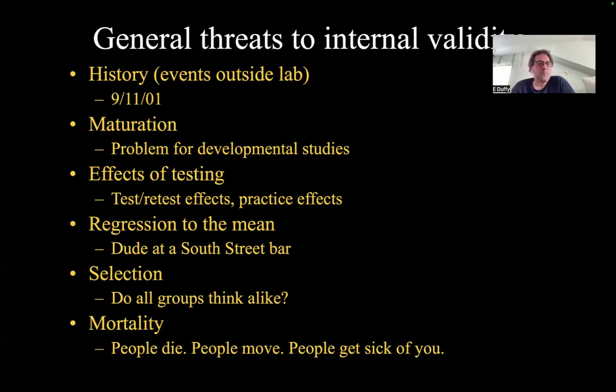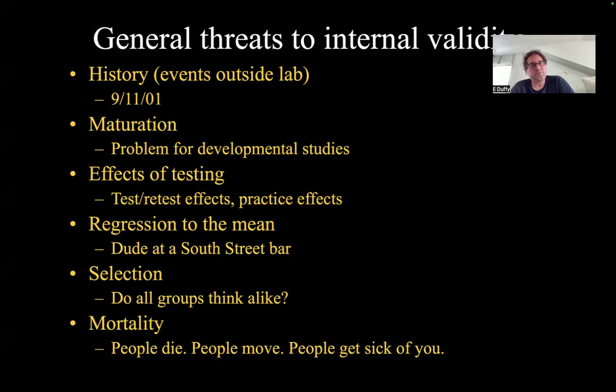I'm going to skip over regression to the mean. It's not so important. Then some selection effects. Do all groups think alike? I spoke about this before: are Japanese the same as Japanese who want to come to America, as opposed to Japanese Americans versus Americans? And then another threat is mortality.